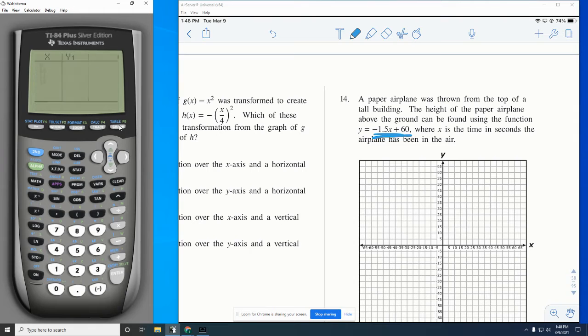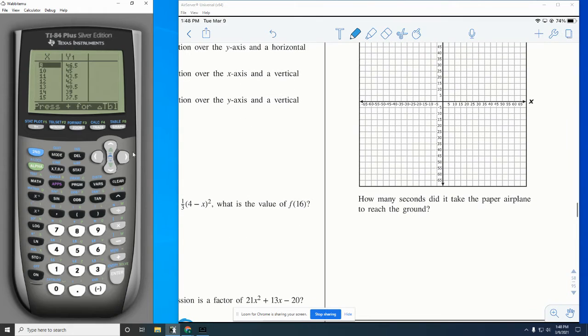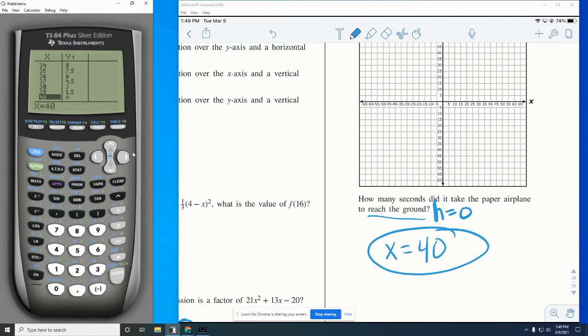Then I'm going to go to the table, and I am searching for where my y value, the height, equals 0, because it says how many seconds will it take for it to reach the ground. So that is where your height equals 0, and your height is a y value. On this table, I'm going to scroll until I get to 0 on the y's. And there we go. My time would be 40 seconds. So at 40 seconds, it will reach the ground.